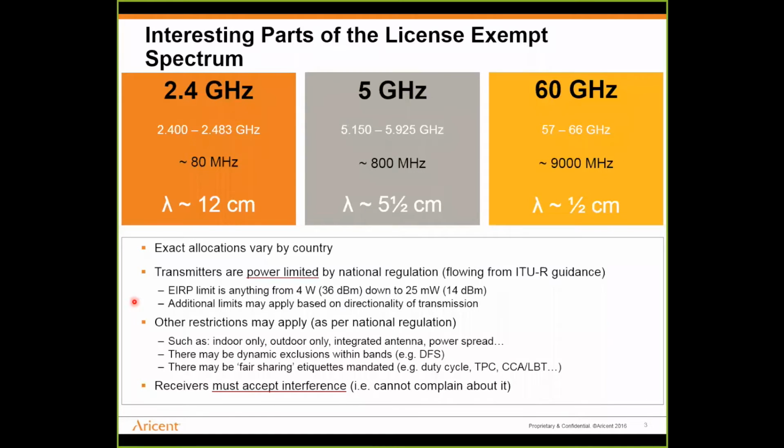And last but not the least, receivers in these bands must accept interference. That means they don't really have too many people to go and complain to if there is a lot of interference in there. Though, of course, there are normally safeguards against somebody maliciously damaging communication in this band. So these are the salient features of the license exempt band in general.